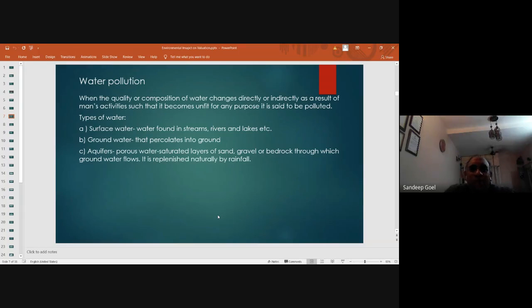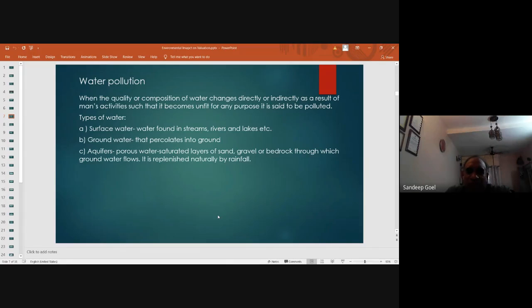Water pollution. When the quality or composition of water changes directly or indirectly as a result of man's activities such that it becomes unfit for any purpose, it is said to be polluted. What is the composition of water? Which is drinkable, pH value is there, total dissolved solids are there. Everybody has installed water purifiers at their homes. What do they do? They basically segregate the TDS in the water. That is a pollutant. When they extract the pollutant, the water becomes pure. Secondly, they try to maintain the pH level of the water. A pH of 7 is best for drinking. Below that it becomes basic, and above that it becomes acidic. So water should have a balanced pH value of 7.